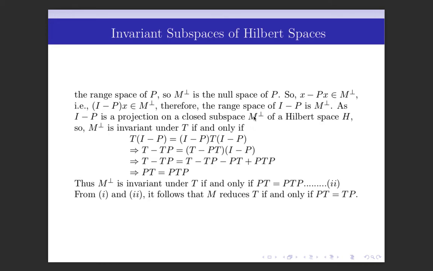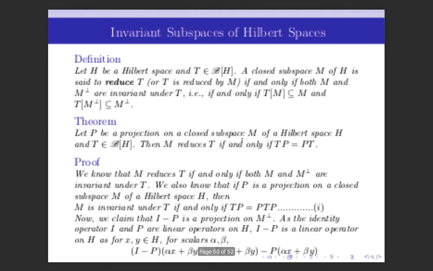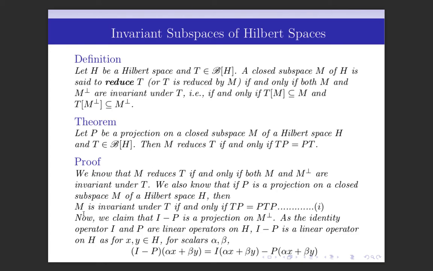Here, the orthogonal complement of M is always a closed subspace. So here I minus P is a projection on a closed subspace, the orthogonal complement of M, of a Hilbert space H. So the orthogonal complement of M is invariant under T if and only if T(I minus P) is equal to (I minus P) T (I minus P). Here we are using the earlier result. We have proved that M is invariant under T if and only if TP is equal to PTP.